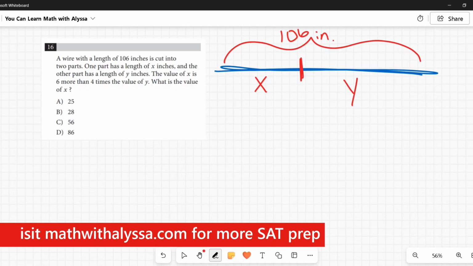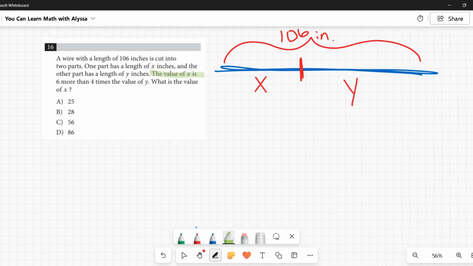So that sentence there, the value of X is 6 more than 4 times the value of Y. They are setting up an equation. They're telling you what the equation is. So the value of X is, when you have an equation set up in word form, the "is" is where you put the equal sign. X is 6 more than. If something is 6 more than, you're going to be adding 6.